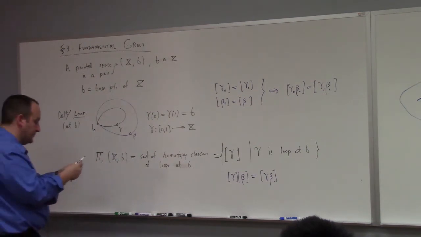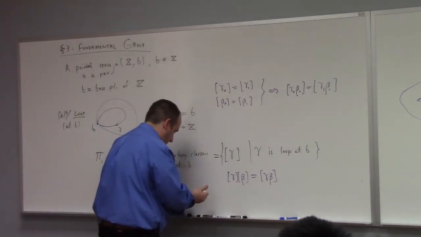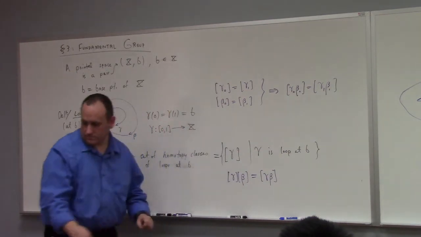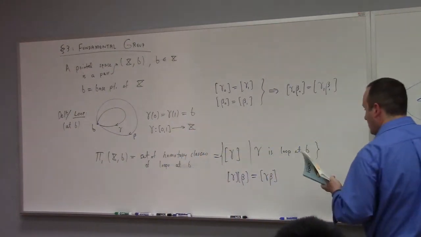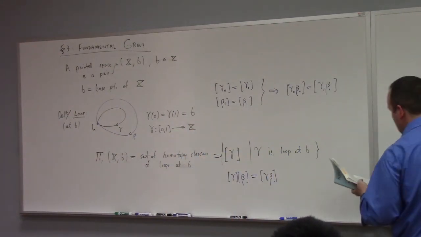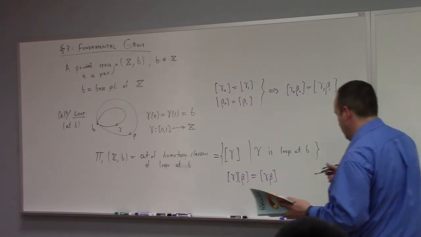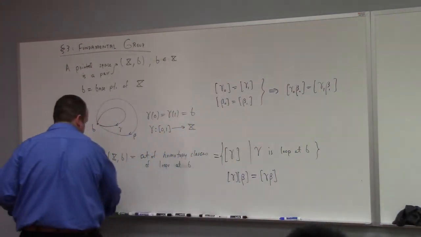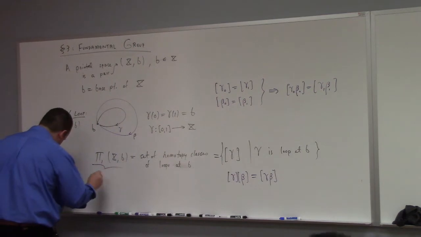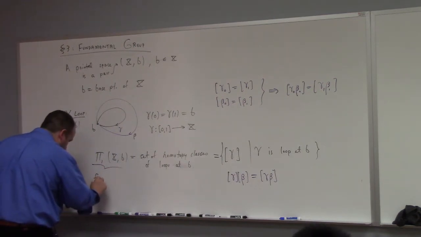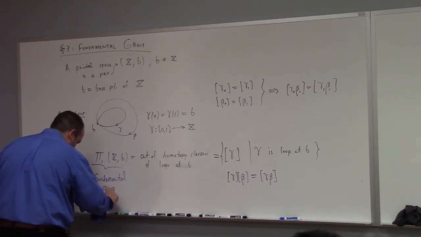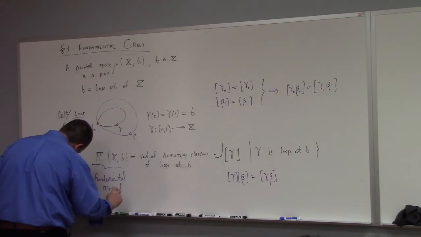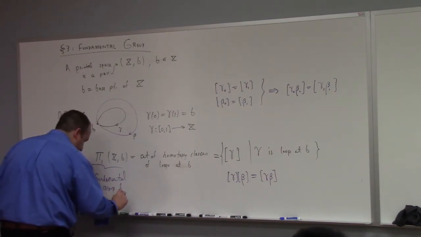Okay, so then what? This is the so-called fundamental group. I haven't said it yet, but some name calling that I should do. This is the fundamental group of X based at B.